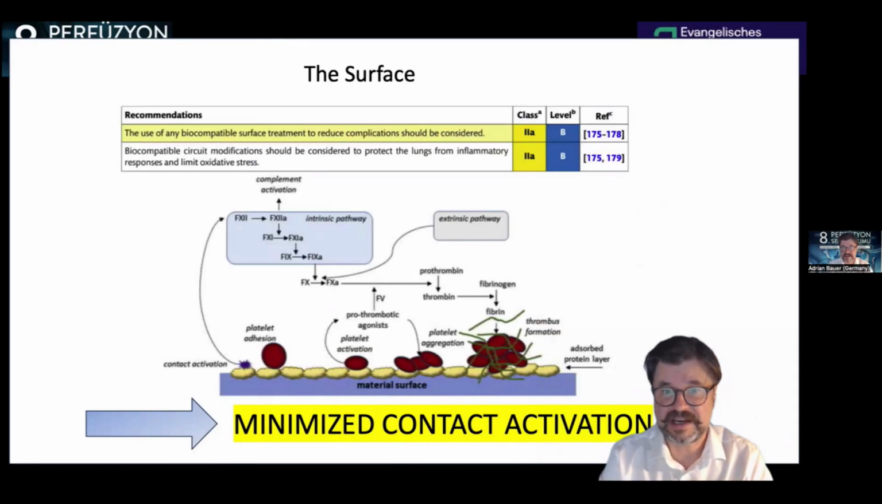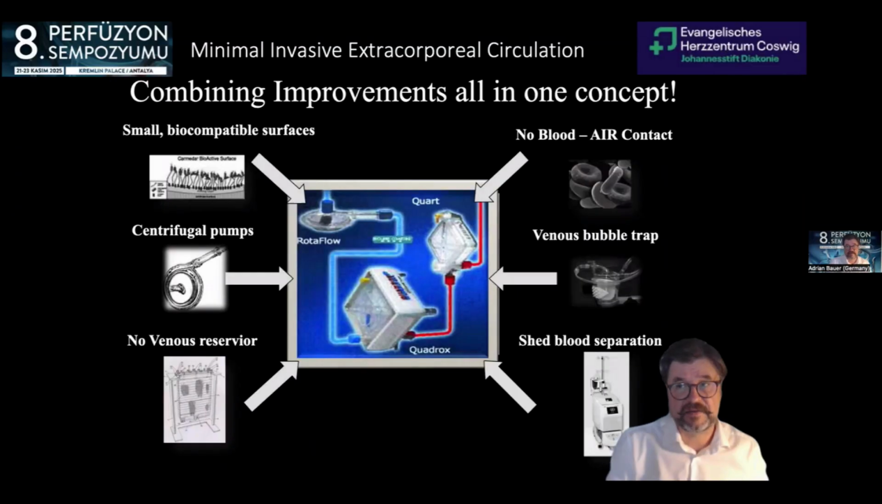We can look to the surface. At the surface, there are a lot of reactions. There's also shear stress, of course, but there's also a reaction of the body to that, or of the blood to that artificial surface. That's also highly recommended, always with a 2A, in regard to reducing complications, protecting the lung from the inflammatory response, and limiting oxidative stress. That's our current guidelines and a very important thing.